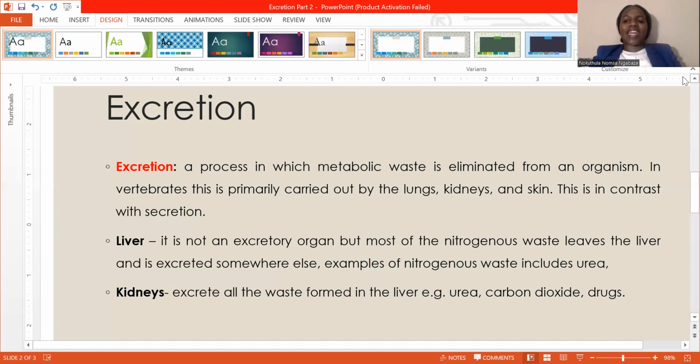We have what are called nitrogenous waste, and we also have non-nitrogenous waste. It's important for you to know the difference between the two. If you're looking at nitrogenous waste, an example we can give is urea. That is a nitrogenous waste. A non-nitrogenous waste is something that still has to be eliminated out of your body if it becomes too much, and you can look at drugs.